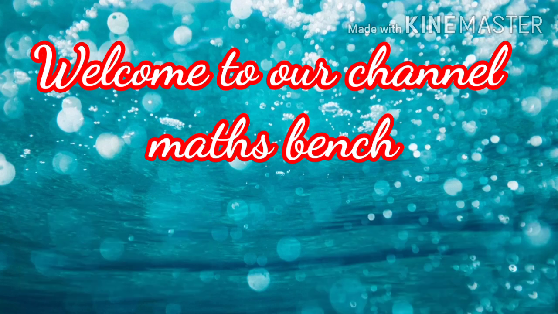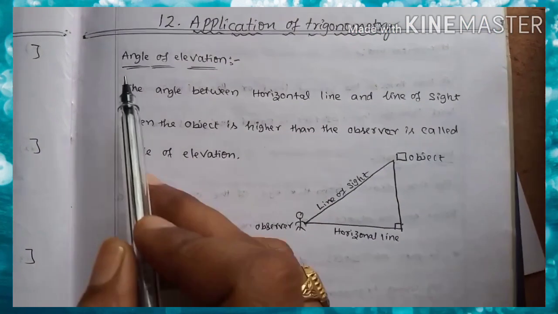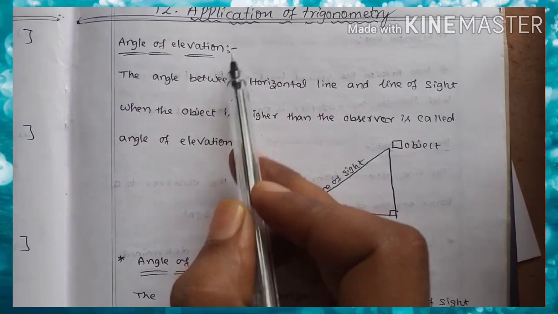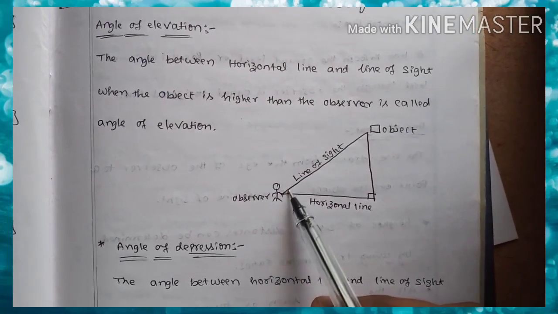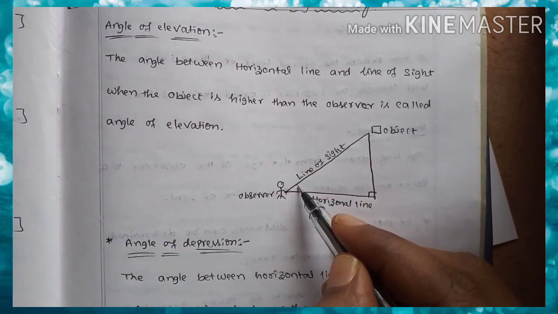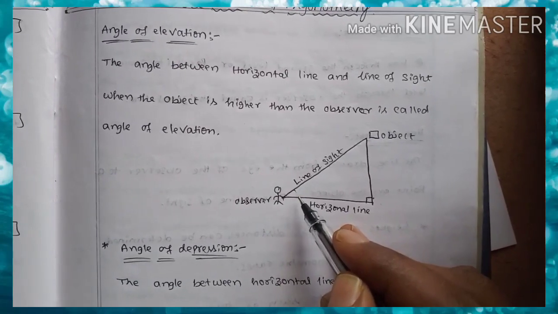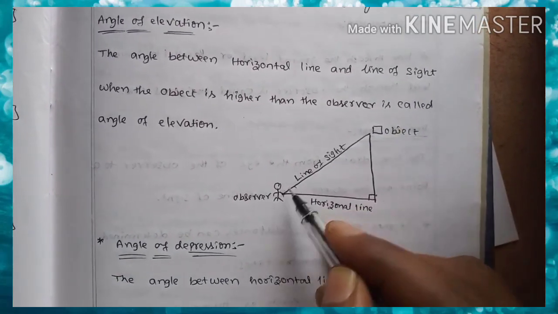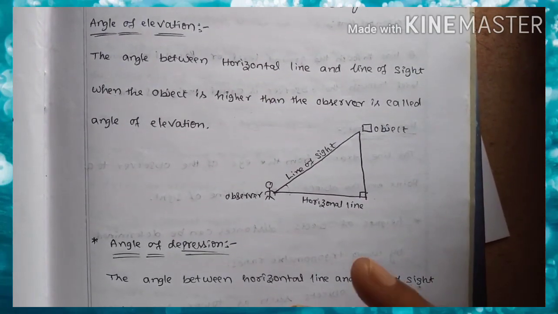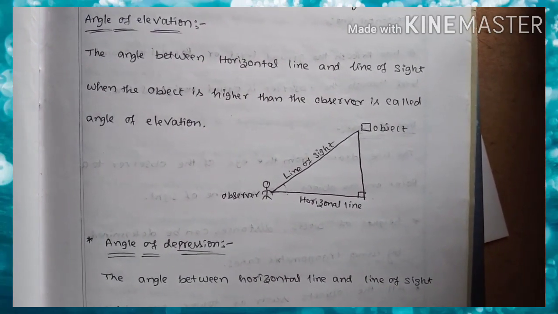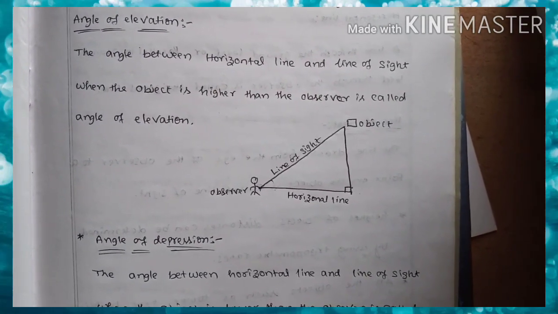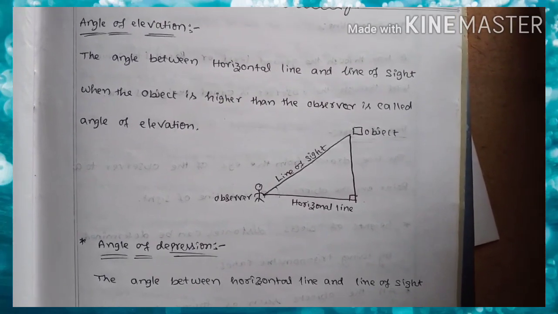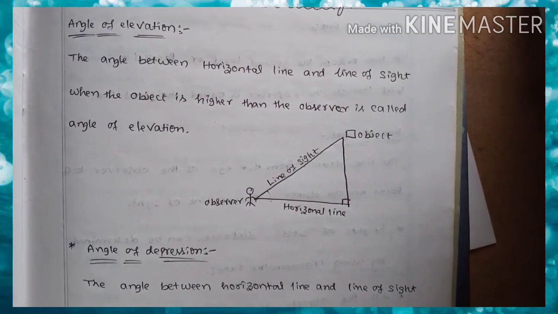In this topic we are going to discuss applications of trigonometry. Let's start our class. What is the angle of elevation? The angle between the horizontal line and the line of sight is called the angle of elevation when the object is higher than the observer. When you are raising your head to look at a top-side object, that sight is called the line of sight. To say it simply, the angle when you look upward is the angle of elevation.